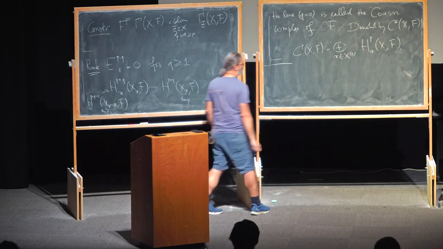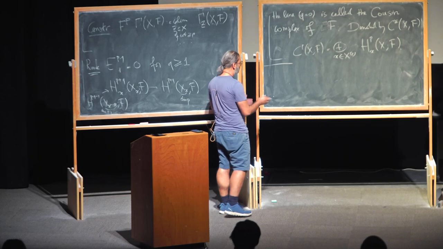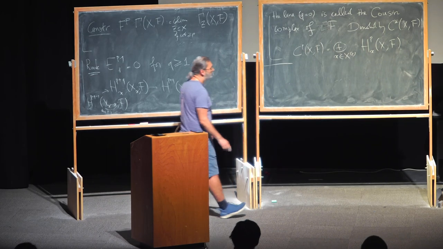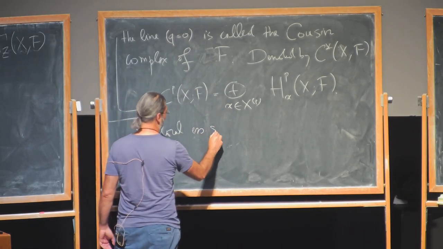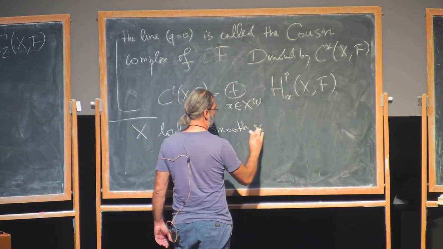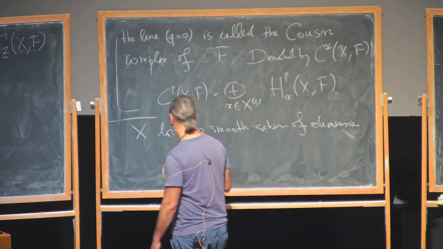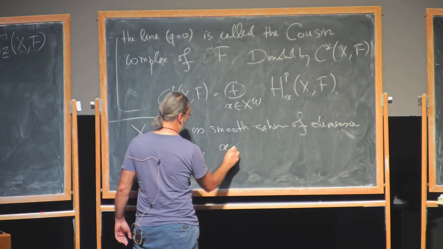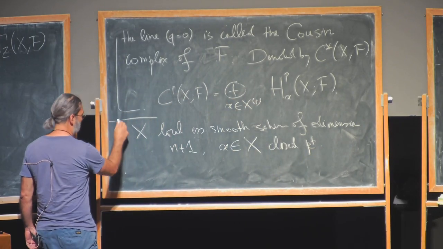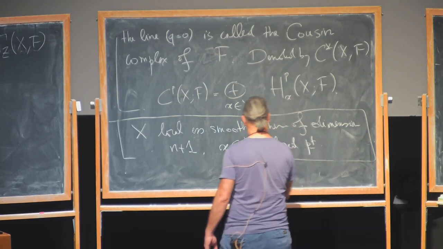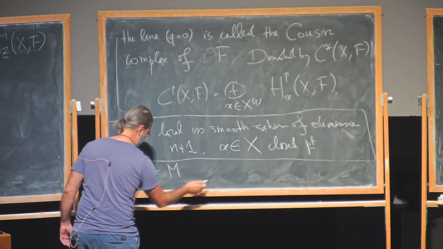And so the first part of the proof somehow is to analyze this Cousin complex in the following situation. We will take X to be a local, essentially smooth scheme of dimension n plus 1, and x will be the closed point. So this will be one basic situation we will look at. And so F will be our M, which is n-strongly invariant.